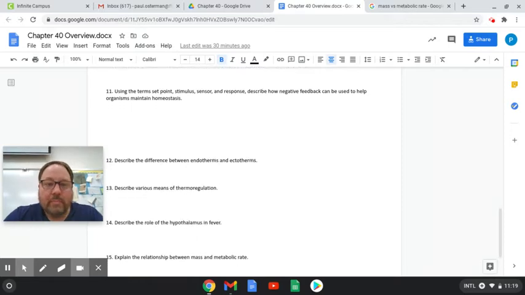11, set point, stimulus, sensor, and response. Describe how negative feedback helps you maintain homeostasis. Okay, so this is all related to body temperature. So we have a certain set point for body temperature, and what will happen is a certain stimulus can cause our body temperature to change. So if it's cold outside, you've been active and your muscles are generating heat, whatever the case may be. And then we have sensors that detect those temperature changes in the hypothalamus at the base of our brain, and then we can respond in different ways, whether it's through behavioral changes or changes in metabolism or sweating, whatever the case may be. And what that does is it brings your temperature back to that set point. Okay.